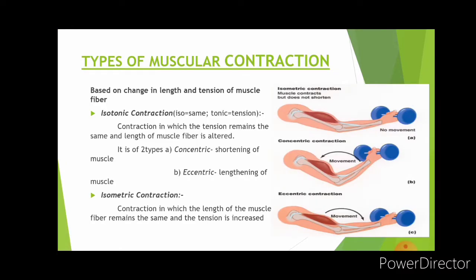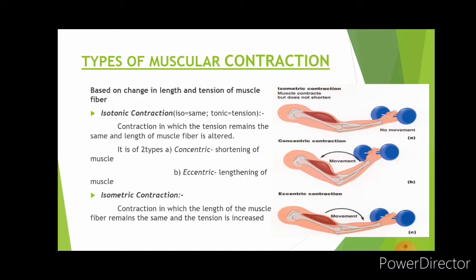Before we get into our topic, types of muscular contraction, let's see a few other terminologies. They are contractility and contraction. Contractility is the response of muscle to a stimulus, and contraction is defined as an internal event of muscle with change in either length or tension of muscle fibers. Let's see the types of muscular contraction.